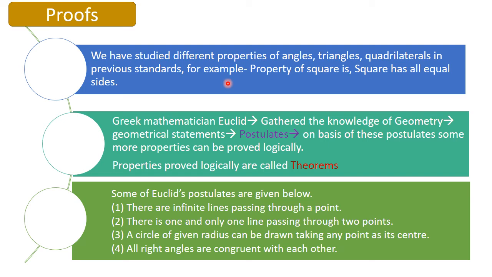The opposite sides of a rectangle are equal. So these two are properties of a square and a rectangle. All these properties were discovered many years before the Christian era.